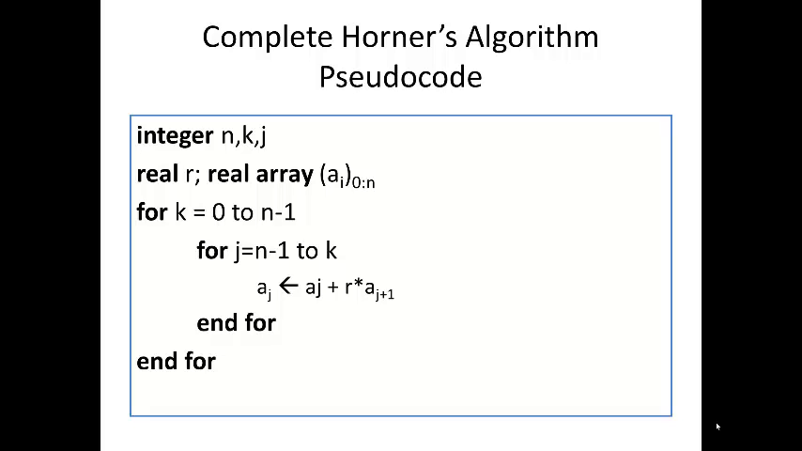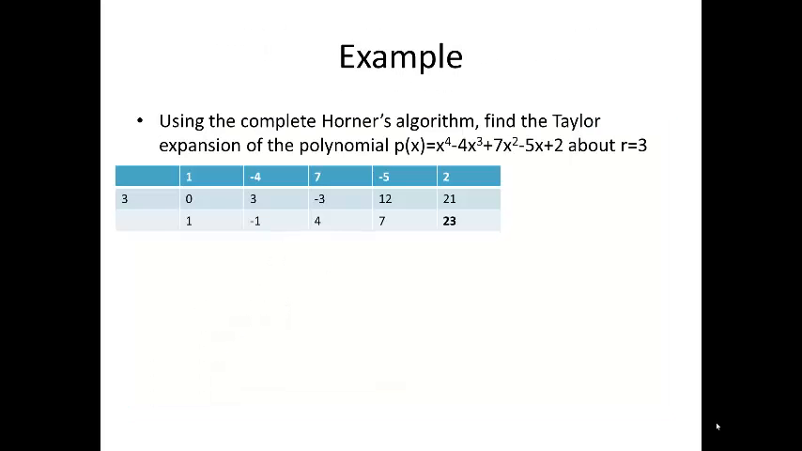So let's illustrate this with an example, and you'll recall synthetic division from the first lecture and probably from the first lab, so you should be familiar with it. And so we'll just use Horner's algorithm again and again until we get the results we want. So here we're going to use the complete Horner's algorithm to find the Taylor expansion of the polynomial p of x is equal to x to the 4th minus 4x cubed plus 7x squared minus 5x plus 2 about the point r is equal to 3. So what we do is we use our synthetic division to have 3 go into that polynomial.